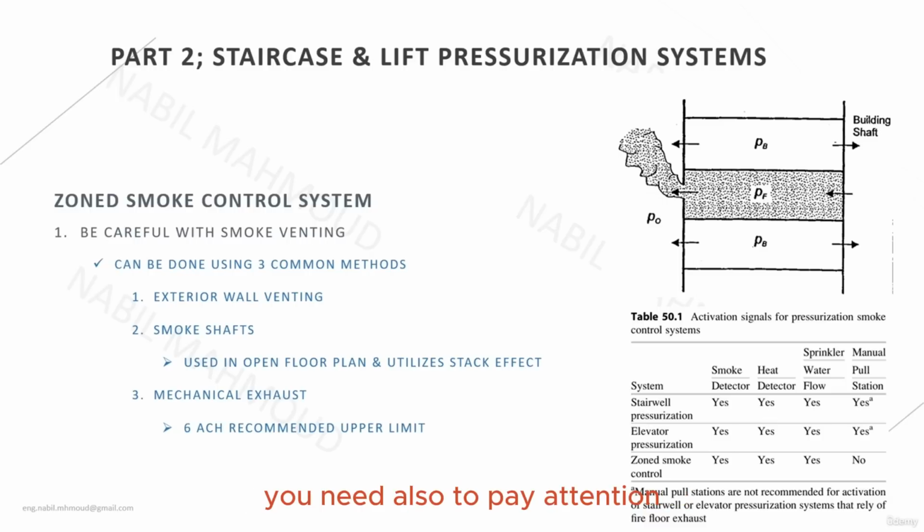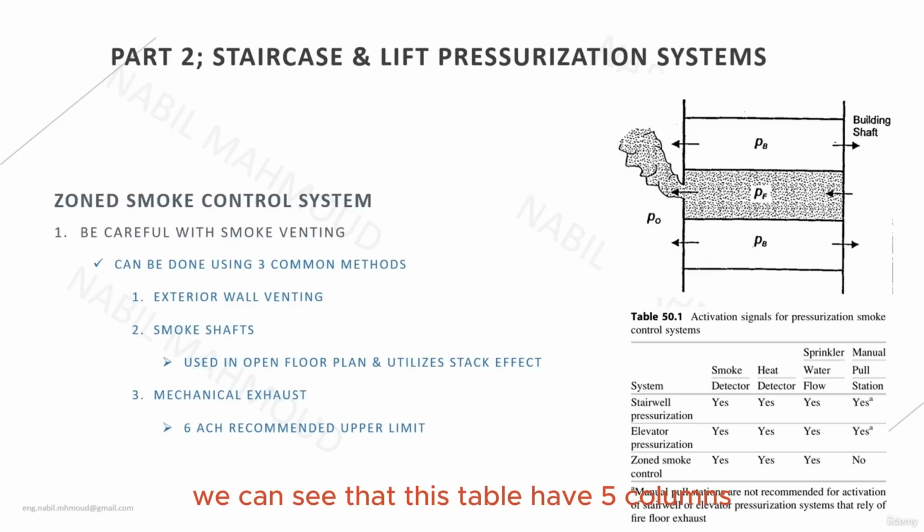You need also to pay attention to the activation signals for the pressurization of the zoned smoke control system. For this, we need to refer to the table on the bottom right side of the screen, which is table 50.1, which is obtained from NFPA. This table represents the activation signal sources and if they are applicable or not.